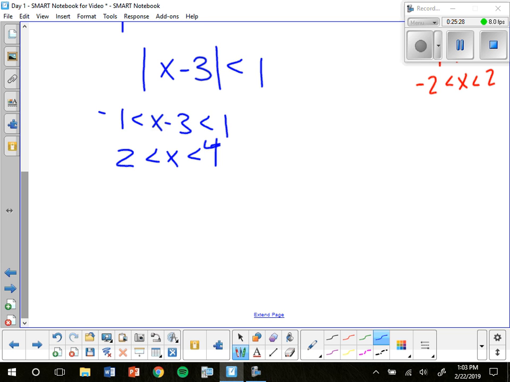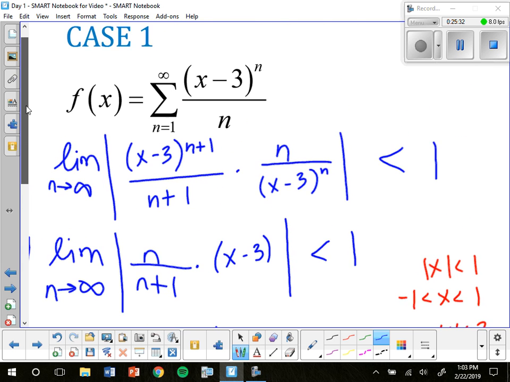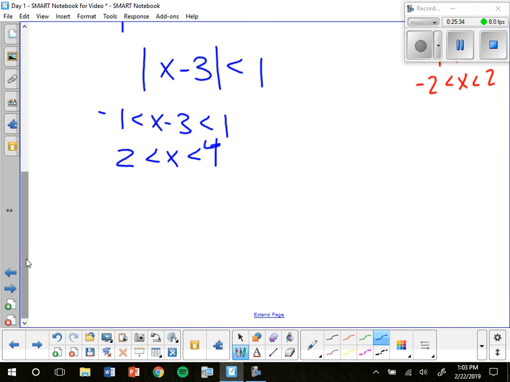What's the center of that interval? 3. Where is my series centered? 3. So that's always going to be true, that your center is actually going to be in the center of your interval of convergence. I am not done though, and this is what my students always forget to do, no matter how many times I tell them, don't forget to do this.